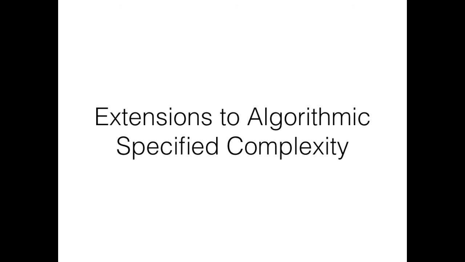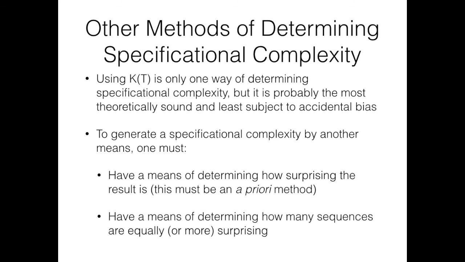So there's some other extensions to algorithmic specified complexity that are interesting. First of all, using Kolmogorov complexity is only one way of determining specificational complexity. It's the most theoretically sound and most objective, but there are indeed other ways of doing it. To generate a specificational complexity by another means, there has to be two things present.